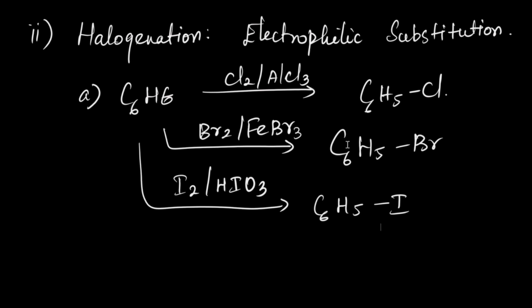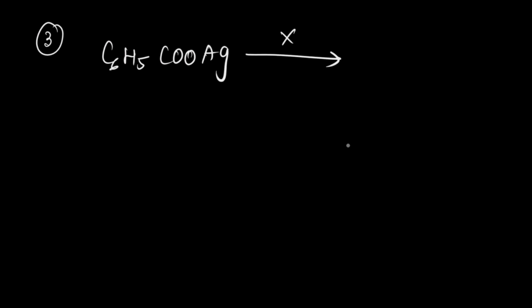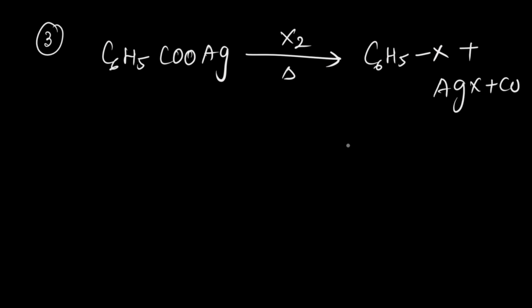And the next way of producing haloarenes is from silver salt. The third preparation is C6H5COOAg. You can use any halogen, it can be Cl or Br, which will produce the aryl halide along with AgX plus CO2.